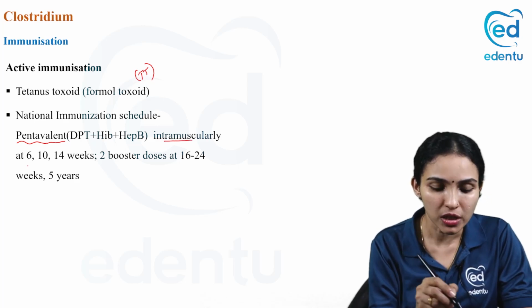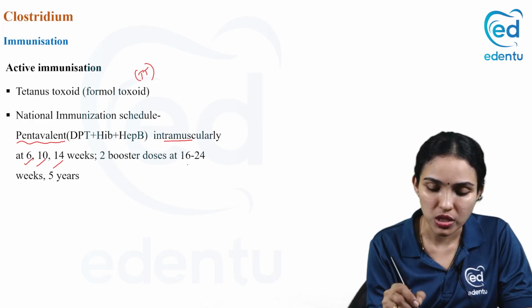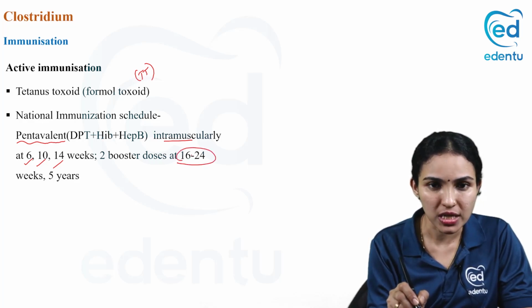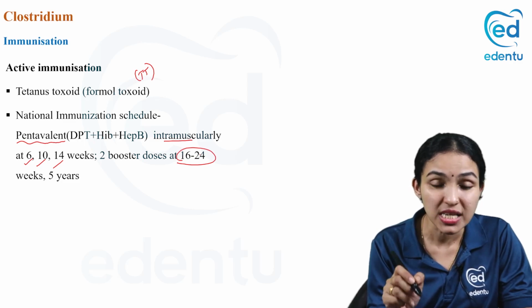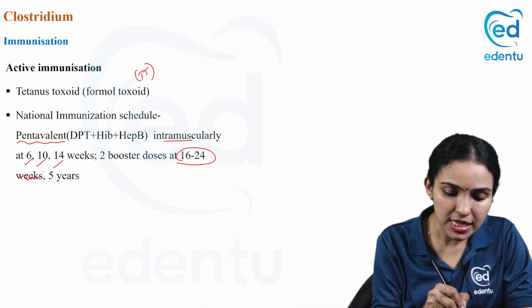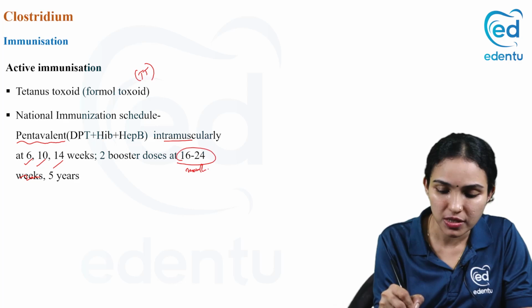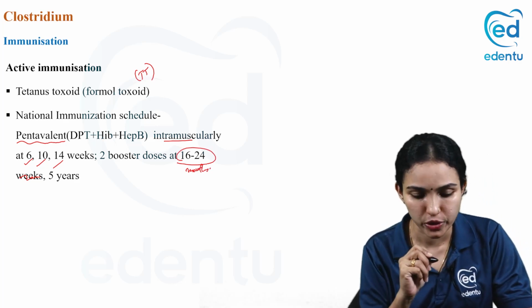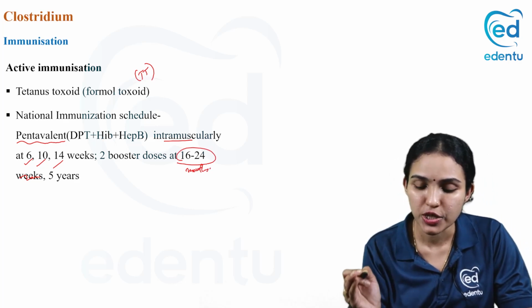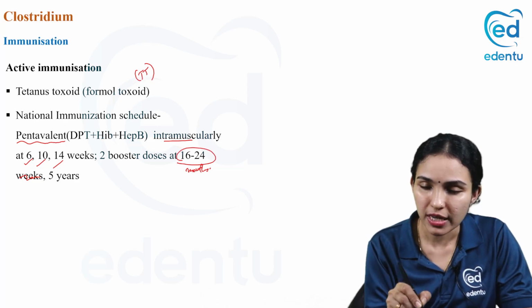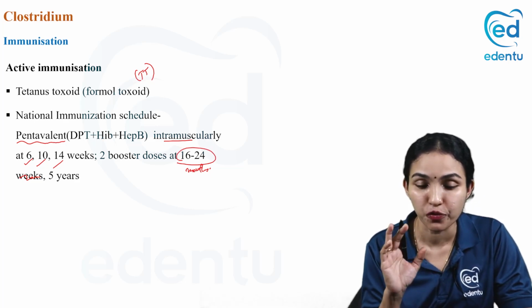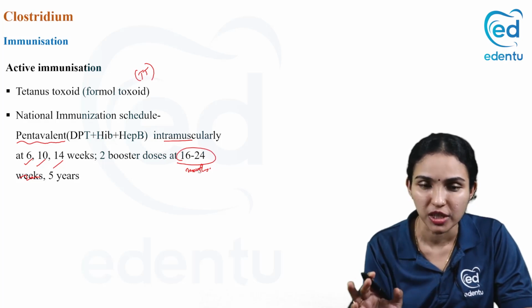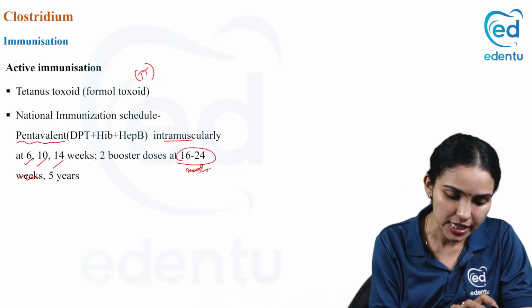And when do you give them? First 3 doses at 6, 10, and 14 weeks. And you give 2 booster doses at 16 to 24, so not weeks, 16 to 24 months, and then 5 years. This is how we give the booster doses. So at 6, 10 and 14 weeks, you give 3 doses. Then you give a first booster at 16 to 24 months and the second booster at 5 years. So 5 doses are required for completing the primary immunization of tetanus toxoid vaccine.